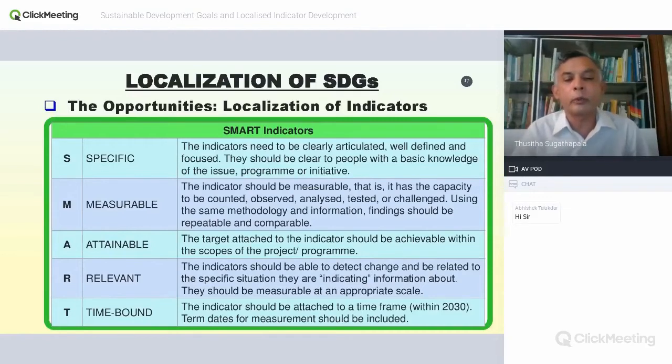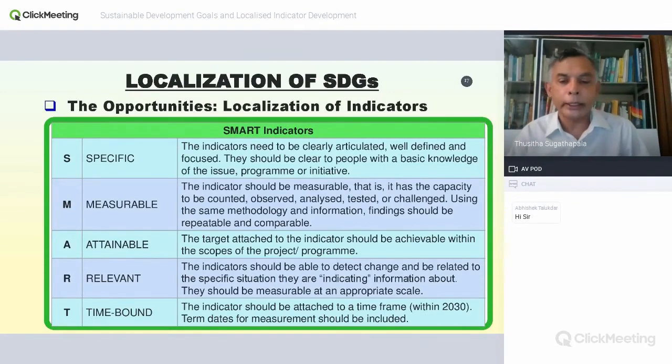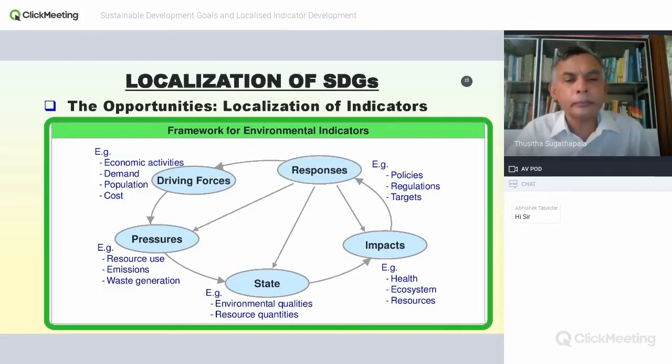As I said, it should be within 2030, but we have to indicate the time at which this target or indicator could be achieved. So this is what we call smart indicators. In addition, we can also use this conventional framework for environmental indicators to identify the different types of indicators for SDGs, or targets and indicators.